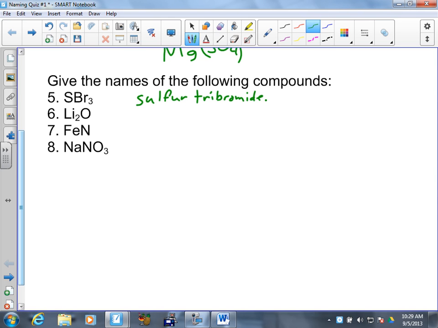All right, number 6. We've got lithium and oxygen together. Ionic or molecular? Ionic. So we don't need to worry about the 2. It doesn't matter. This is simply lithium oxide.